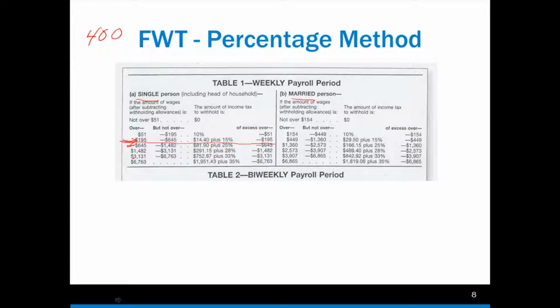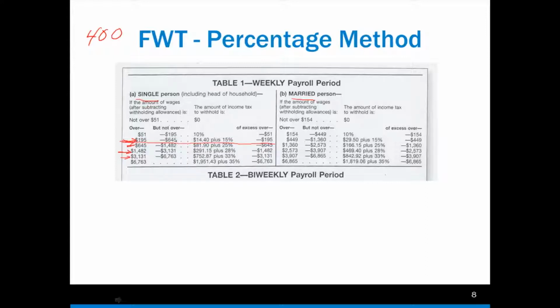Let's take another example. Let's say I got paid $3,131.01. Because I'm over $3,131 by 1 penny, I would use this line. But if I was only paid exactly $3,131, I would use this line because I am not over the 3131. Okay, so back to our 400. We determined that we're on this line here.